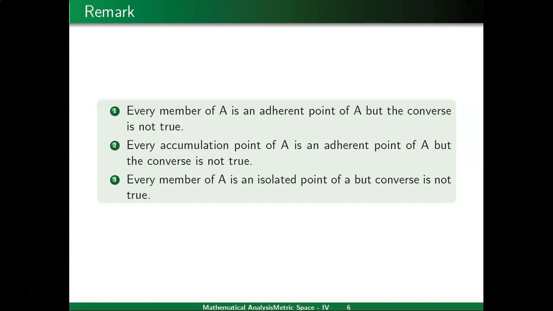Let us see some important points to remember about adherent point, isolated point, and accumulation point. First, every member of set A is an adherent point of A, but the converse is not true. Point 2, every accumulation point of A is an adherent point of A, but the converse is not true. Number 3, every isolated point of A is a member of A, but the converse is not true.